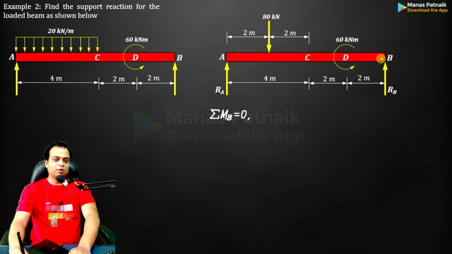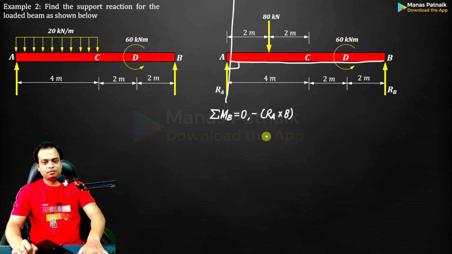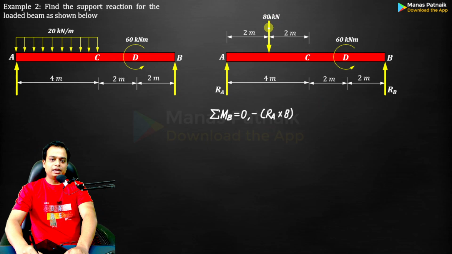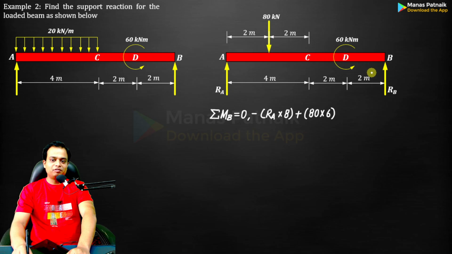Let me start with moment about B is equal to 0. So when you do moment about B equal to 0, this is the force and this is the perpendicular distance. So RA multiplied by 8, and clockwise, that's why negative. Then 80 multiplied by the perpendicular distance through B. This is 2 plus 2 plus 2, 6. So 80 into 6, anti-clockwise moment, that's why positive. Any other force or couple left? No other forces left.